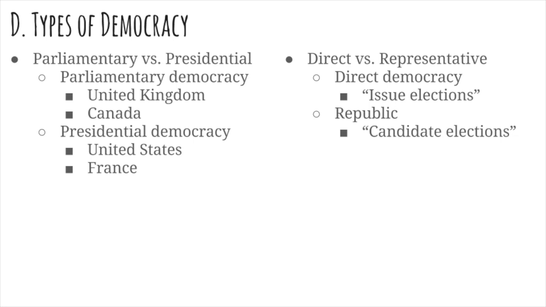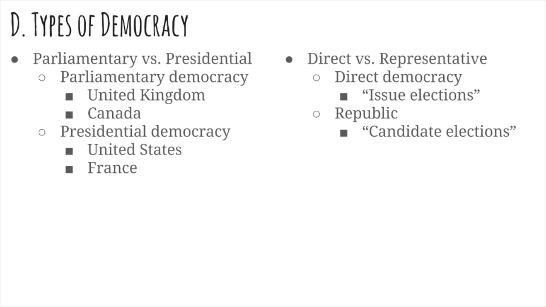The other distinguishing part of democracy is parliamentary versus presidential democracies. In a presidential system, the president exists as a separate executive who enforces the laws and isn't part of the legislature. In a parliamentary system, the chief executive, the person who enforces the laws, is part of the legislature. And there's a couple of examples there for you of the different countries that use the different systems.